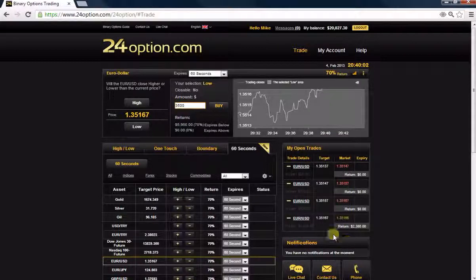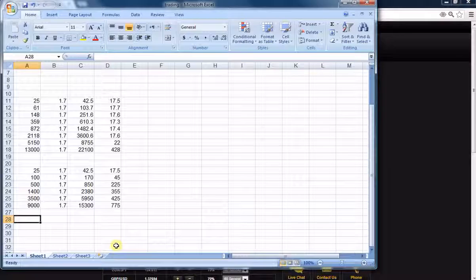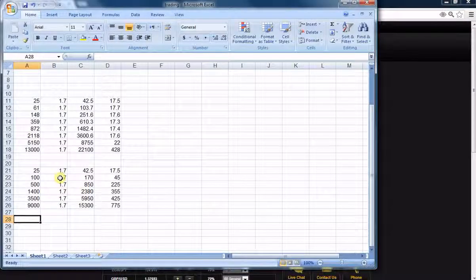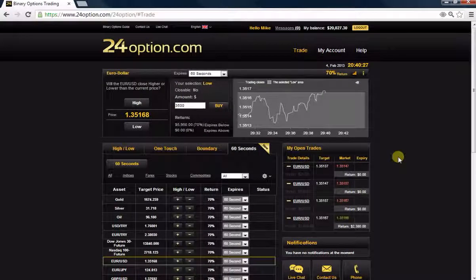Okay, so we had a net return of $2,380. That was on our trade of $1,400. I'm looking at my Excel sheet. It means I profited $355. I took into account the fact that I traded $25, $100, $500, and $1,400, and we profited $355. We see we just broke $20,000 here.